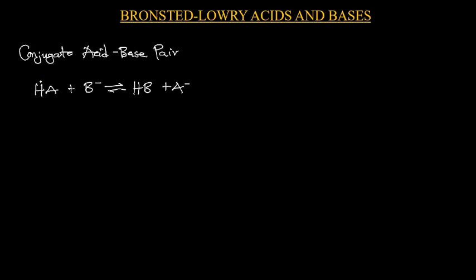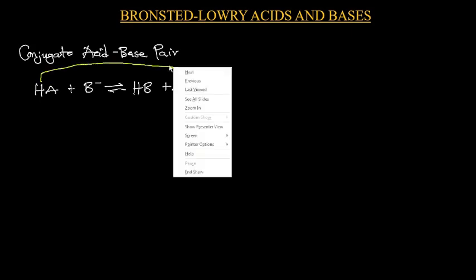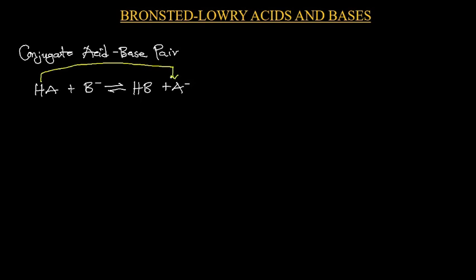So what is happening is that this one and this one constitute what is known as a conjugate pair. Then this one, B minus and HB, also constitute another conjugate pair. So this is another conjugate pair.